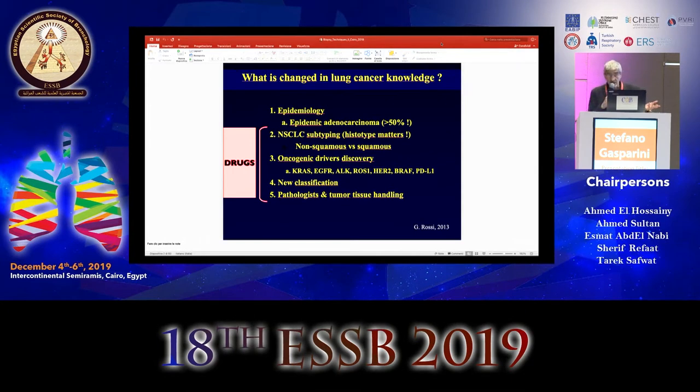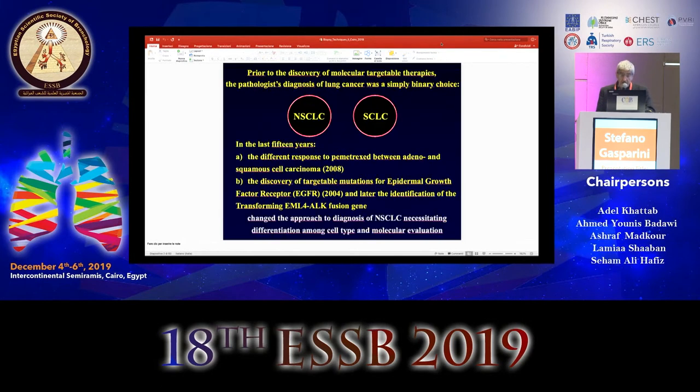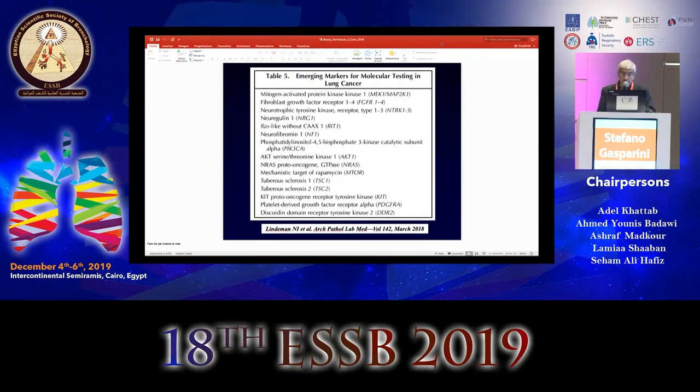Also, in the last years, we discovered the oncogenic drivers. That means molecular changes of DNA that stimulate the growth of the tumor and may have influence on the tumor treatment. So all this changed our management of lung cancer. In the future, it will be more challenging because, as you know, new molecular markers are being discovered, and probably in the next years we will have a lot of molecular markers that should be identified in lung cancer to go with the correct treatment.